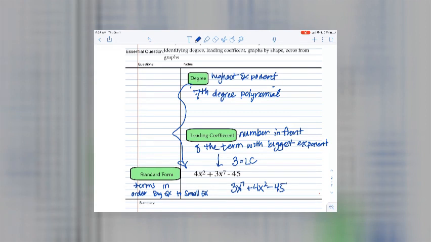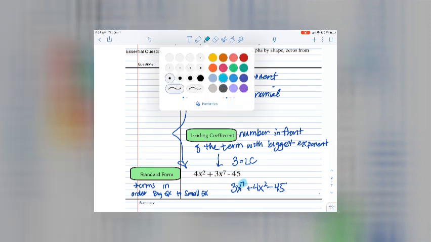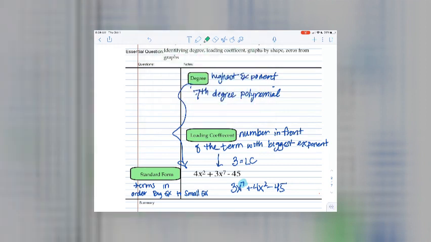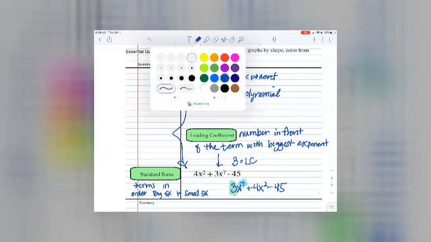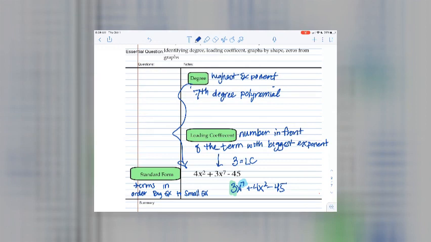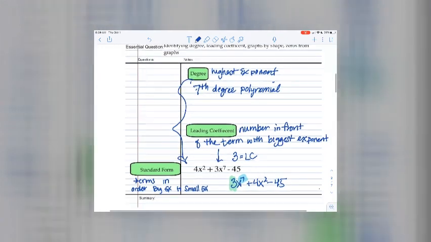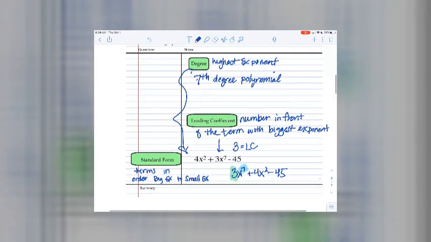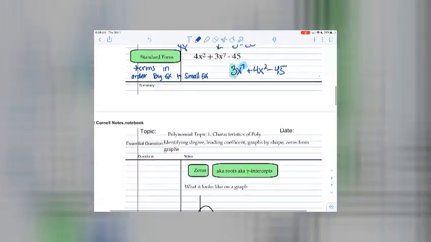It's super easy then to see that this is a 7th degree polynomial, because we can easily see the biggest exponent, and then the leading coefficient is 3. So putting things in standard form, you should always check that first to make sure that you're getting the right leading coefficient and the right exponent for determining what the degree is. So degree and leading coefficient and standard form are all important vocabulary words here.